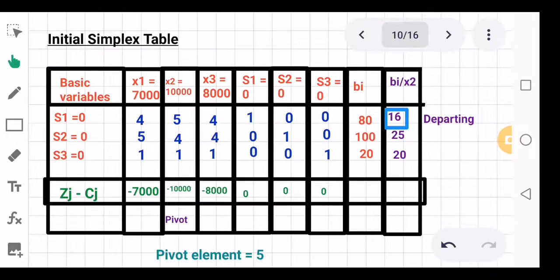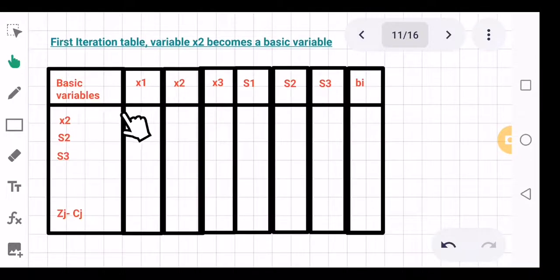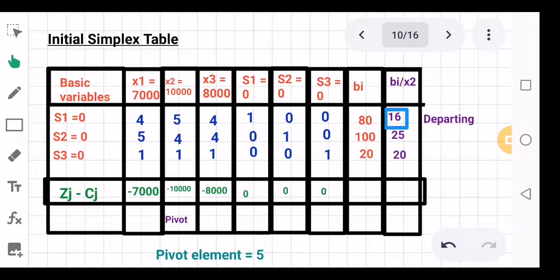See, there is a different formula that we are going to use for this particular row, and a different formula for this other row. The formula for x2 is different, the formula for s2 and s3 is the same. So basically there are two formulas which we will be using. One thing to note is, this is your departing row. For the departing row there is a different formula.